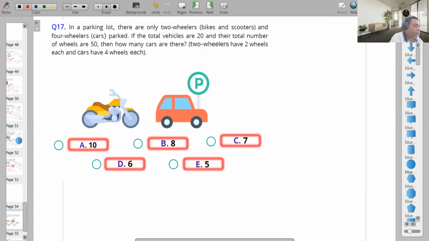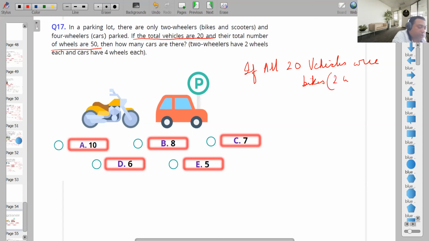So the total number of vehicles, let's look at the conditions here and the information here. The total number of vehicles is 20, and the total number of wheels is 50. So if all 20 vehicles were bikes, or two-wheelers, then the total number of wheels would have been in that case 20 times 2, which is 40 wheels.